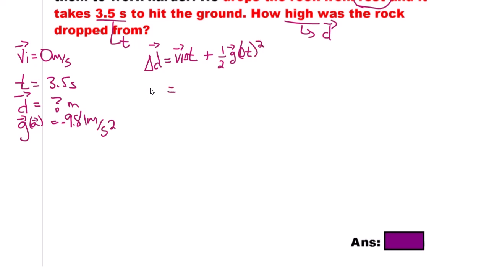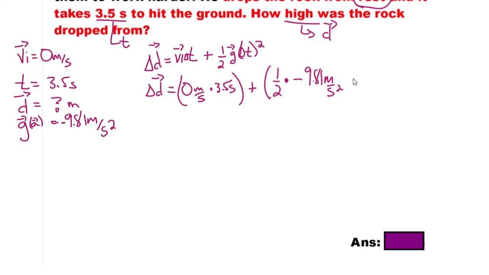Now I have all these values, so I can plug in and I can solve. So my VI is 0 meters per second times my change in time, which is 3.5 seconds, plus 1/2 times g, which is negative 9.81 meters per second squared, times my change in time squared. So that's 3.5 seconds squared.